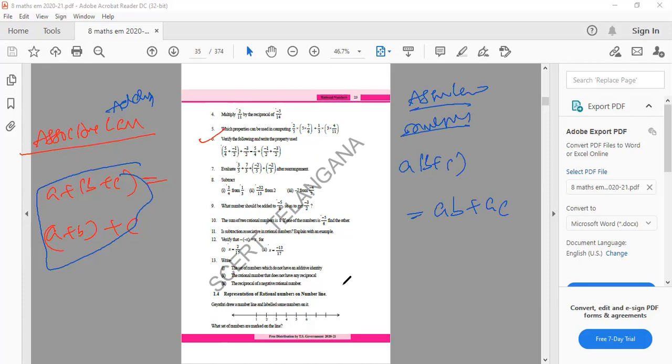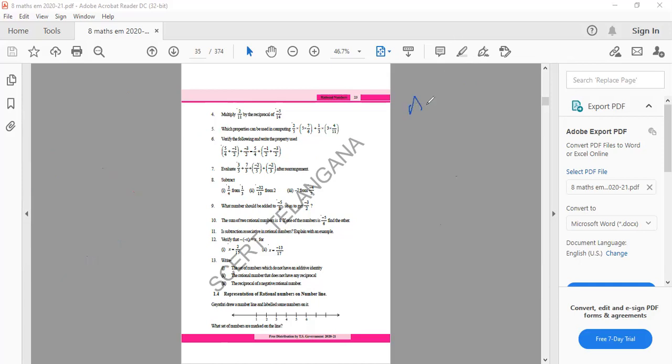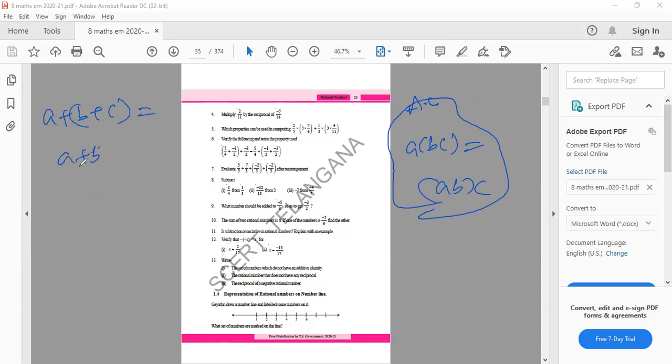We can say like that, nothing wrong in that. But let me write it clearly. This is not the associative law of multiplication. Associative law of multiplication means A times (BC) is equal to (AB) into C. This is the associative law of multiplication. A plus (B plus C) is equal to (A plus B) plus C. This is the associative law in addition.